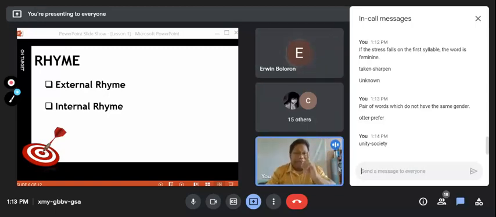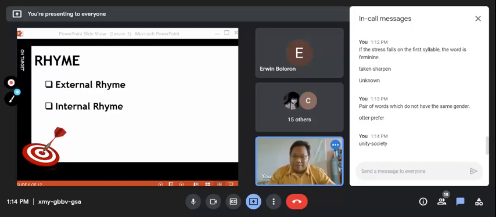So the stress is on the first syllable. You didn't place it on the second or on the third. If you want the stress to be in the second syllable, it should rather be pronounced as unity, but that's not how the word sounds. If you place it on the third syllable, it will be sounded as unity, but that's not how we pronounce the word either. So the stress is on the first syllable. We got unity right. Let's go to the second word, Erwin.